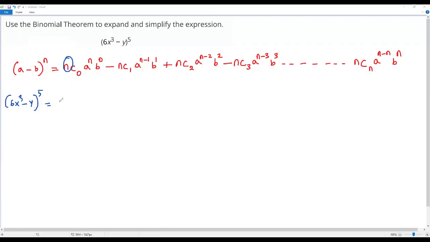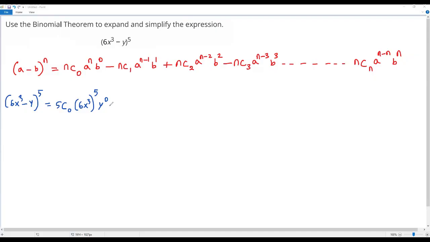Okay, for n we can plug in 5, that is 5C0. For a we have 6x to the third power, to the fifth power. Let me write over here, and y to the power of 0. Here we have 6x cube at the place of a. Since a has been raised to the nth power, I have raised 6x cube to the fifth power because we have 5 at the place of n. And we have y at the place of b. Since b has been raised to the 0th power, I just raised y to the 0th power.